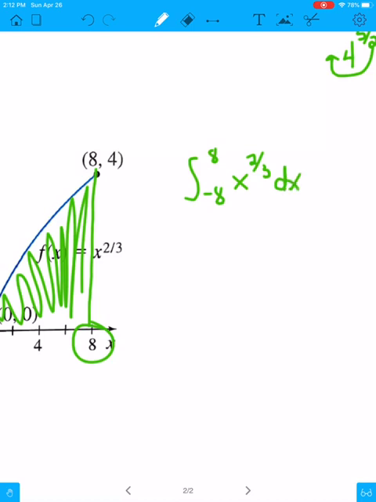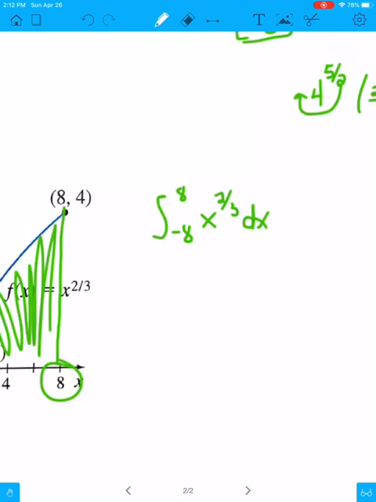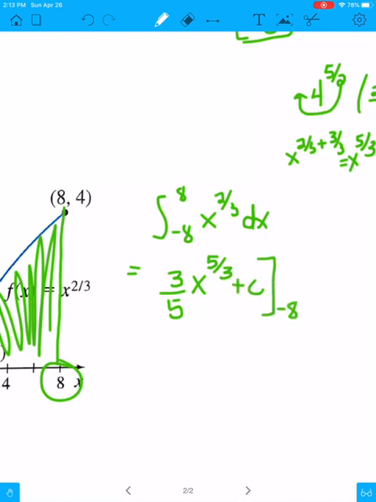Wow, that's messy. Okay, so if I go x to the 2/3 and I add 1, I would be adding 3 over 3. So I would get x to the 5 over 3, right? And then I divide by 5/3, which is the same as multiplying by 3/5. And then I'm going to add c. And then I'm going to go from -8 to 8.